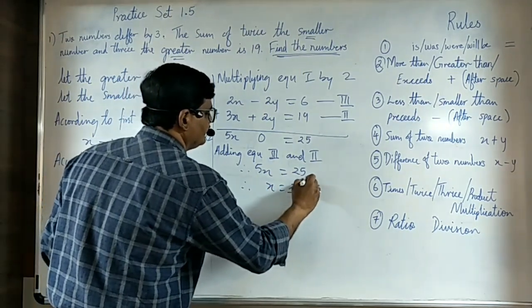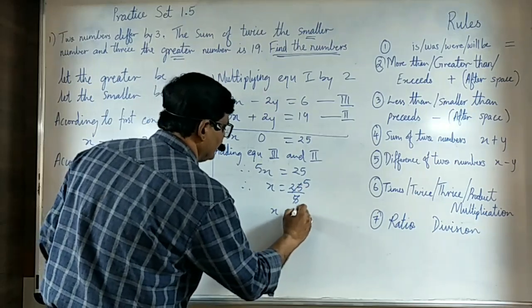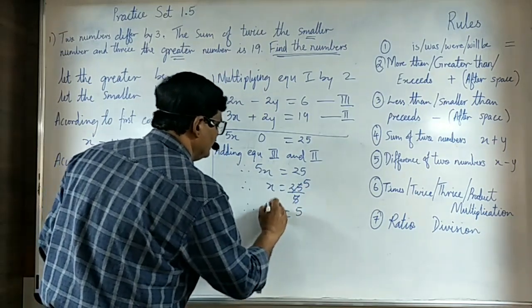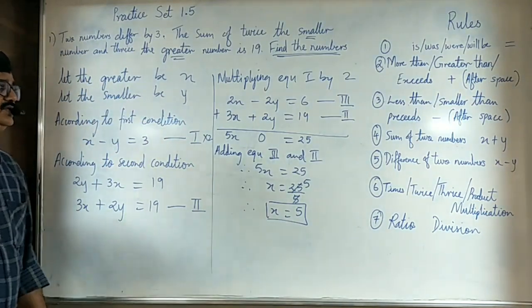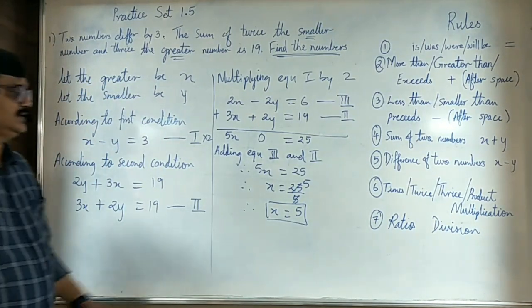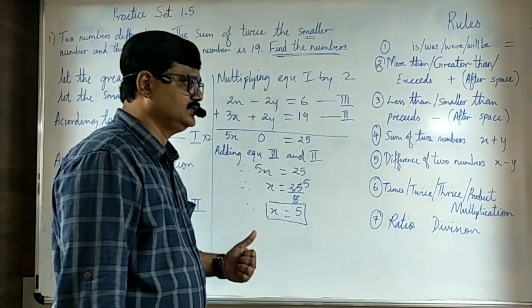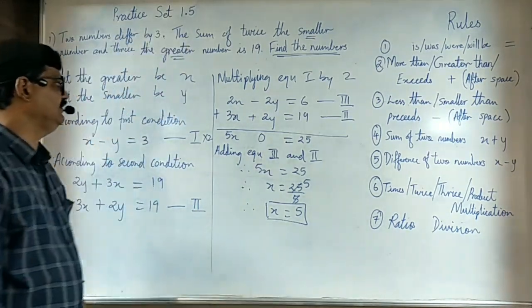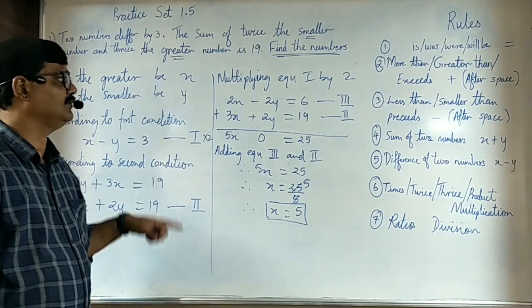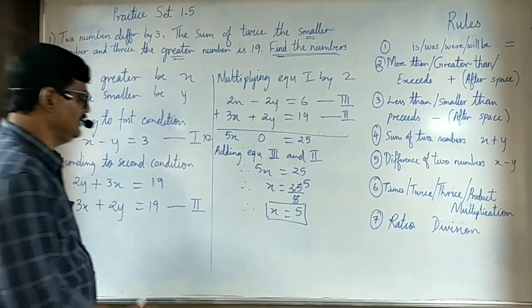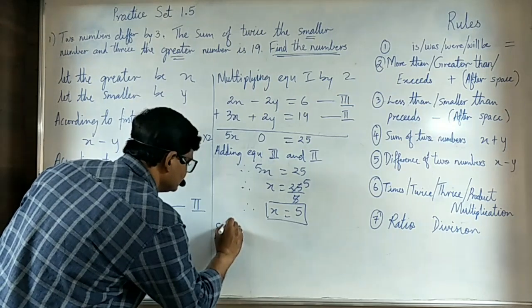5 fives are 25. The value of x I got is 5. You got the value of x. This is what I got over there. Then I have to apply the third rule. What is the third rule? That is nothing but the substitution. I have to substitute the value of x equal to 5 in equation number 1.